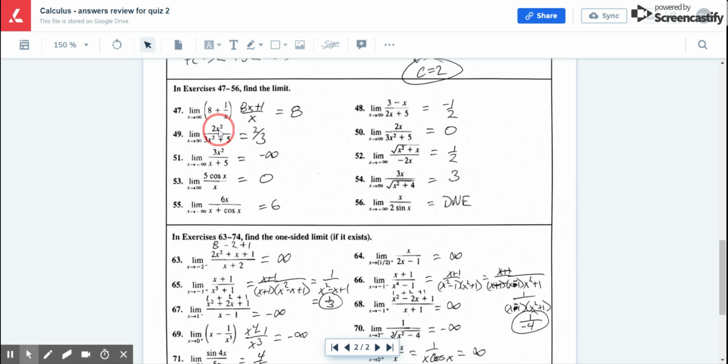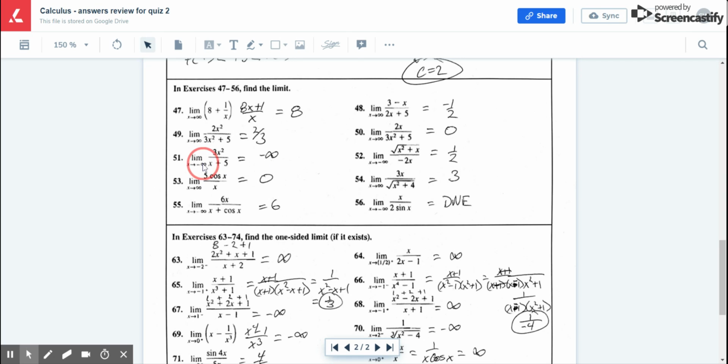The next one, exponents are the same. Take the coefficients, gives me 2/3. Next one, top exponent is larger than the bottom, so that means we either got to go to infinity or negative infinity. So we're going to negative infinity. If I plug in a negative to the top, it's going to be positive. I plug a negative into the bottom, it's going to be negative. A positive over negative tells me I'm going to negative infinity.